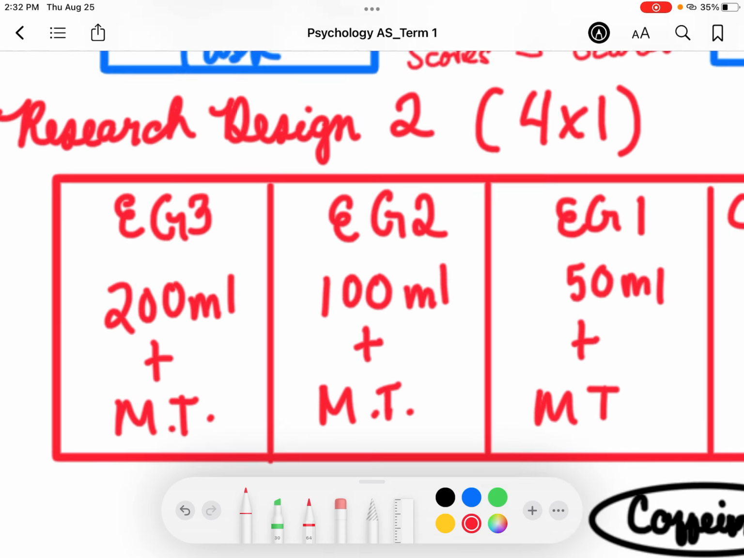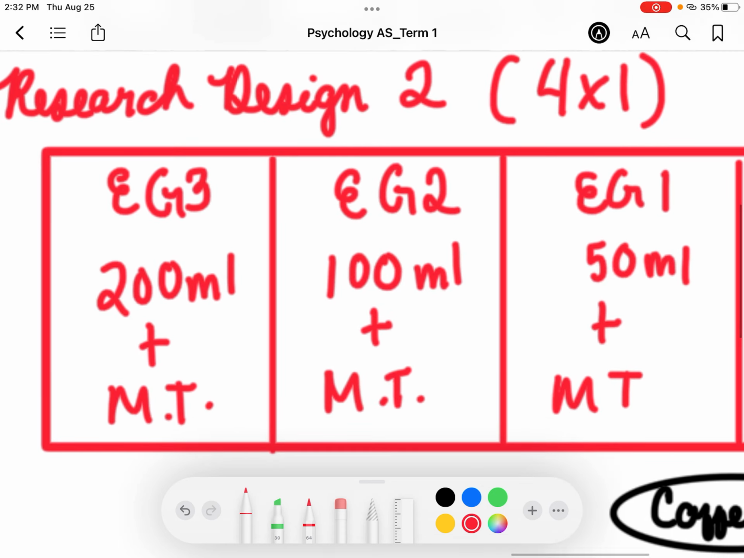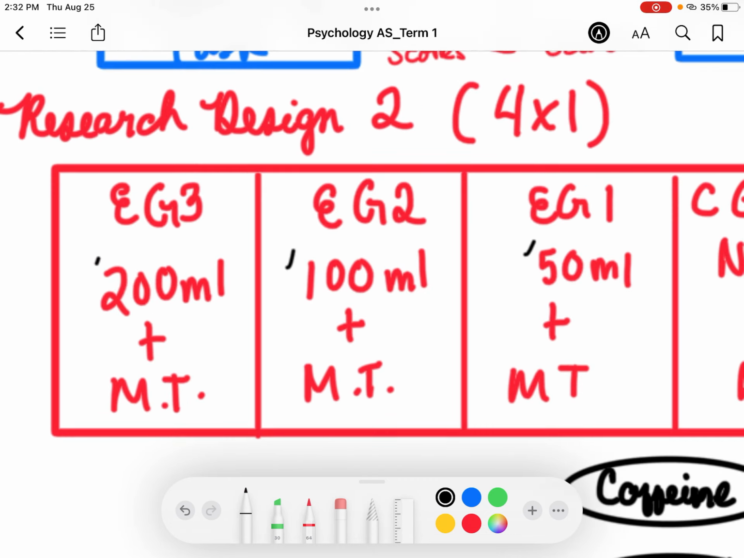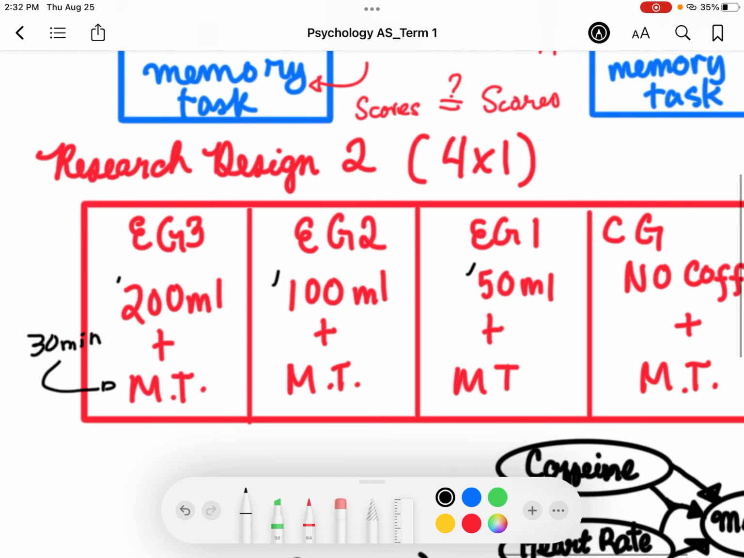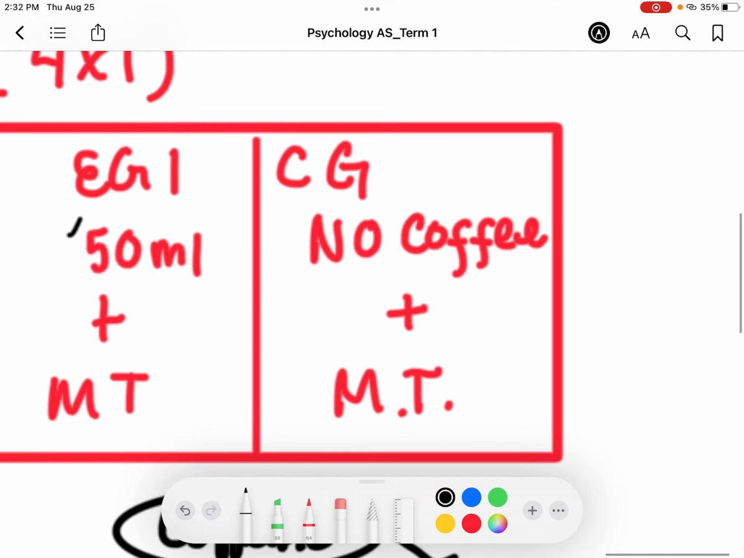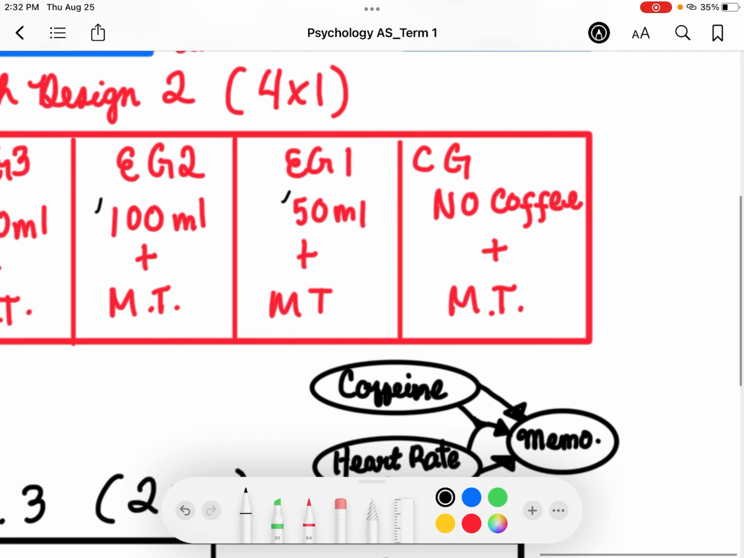It's 4-by-1, 3 experimental groups. In one group, 200 ml, 100 ml, and then 50 ml. They each rest for 30 minutes, and then take the memory task or memory test afterwards. And of course, there's one control group, so you can compare the scores to the control group. That's your baseline, right?